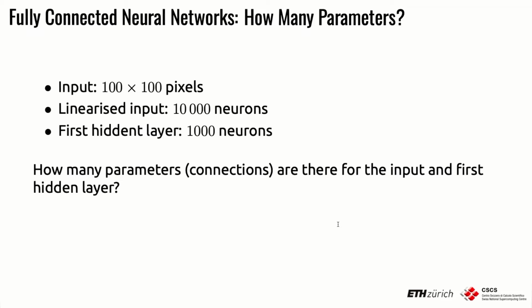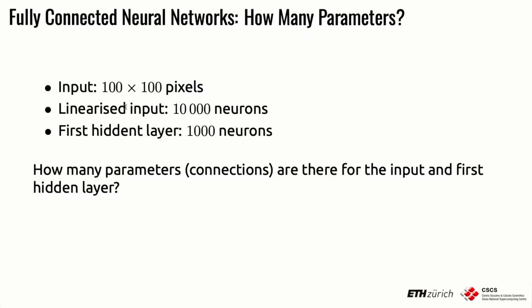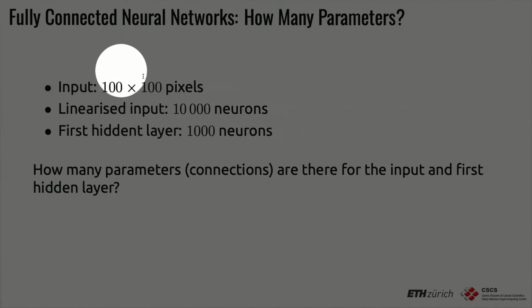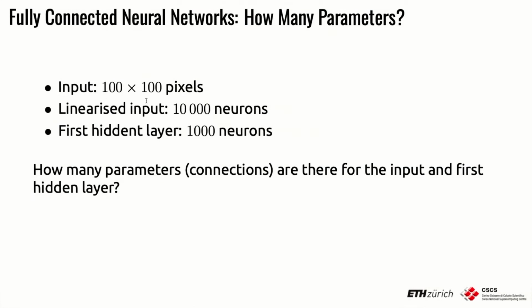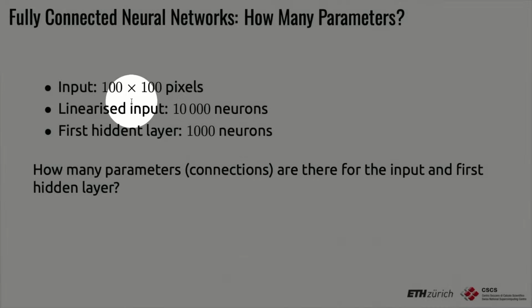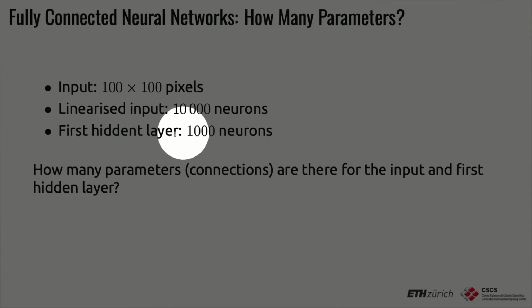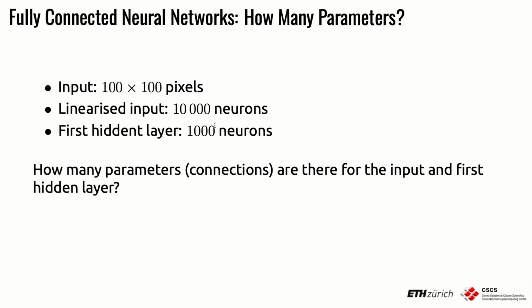So first, let's do a back of the envelope calculation. If we've seen the MNIST data set, you have 28 by 28 pixels, but let's consider that we have images that are slightly bigger. They're not big images by any stretch, but if you have 100 by 100 pixels, this corresponds to 10,000 input neurons because you linearize this 100 by 100 image. And if we just assume that the first hidden layer has 1,000 neurons, do you know how many parameters there are between these two layers?